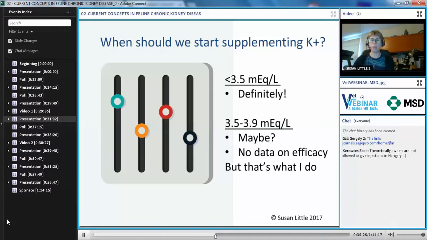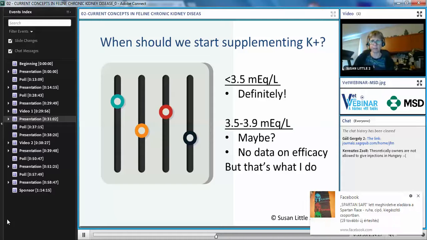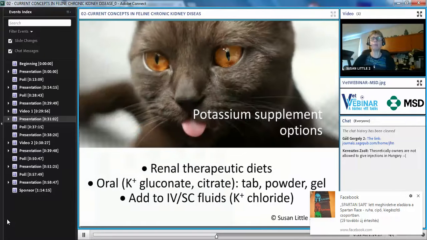So by the time that minor component, the serum component, decreases, those cats are probably in a whole body deficit, and it takes longer to get them back to normal levels. So I would rather intervene a little bit sooner and get them up above 3.9 so that we can prevent them from becoming hypokalemic and developing a whole body deficit.